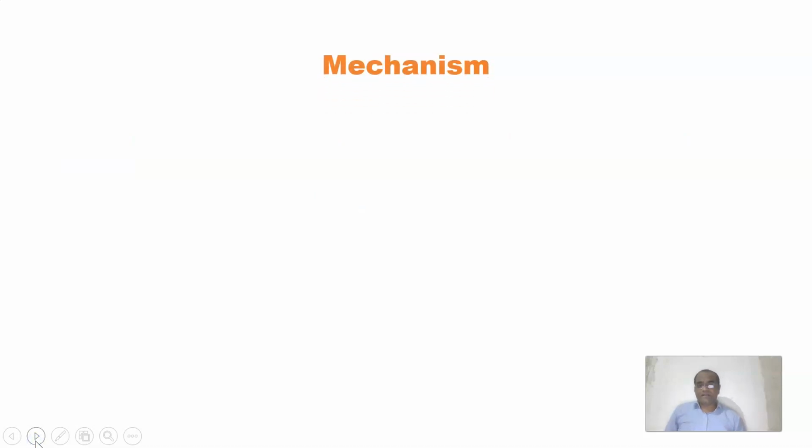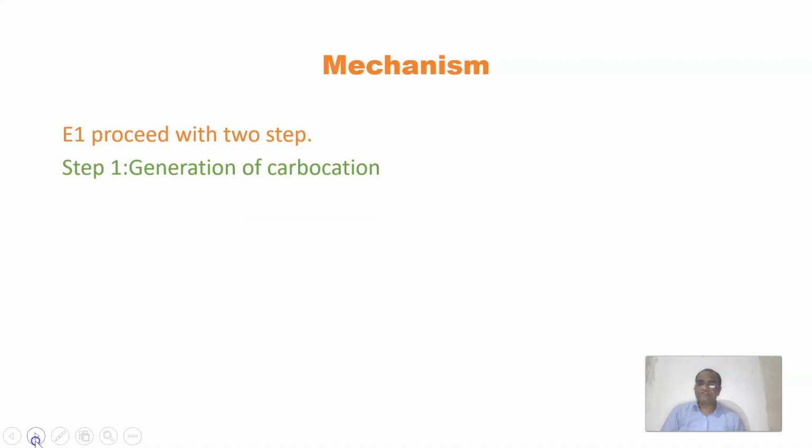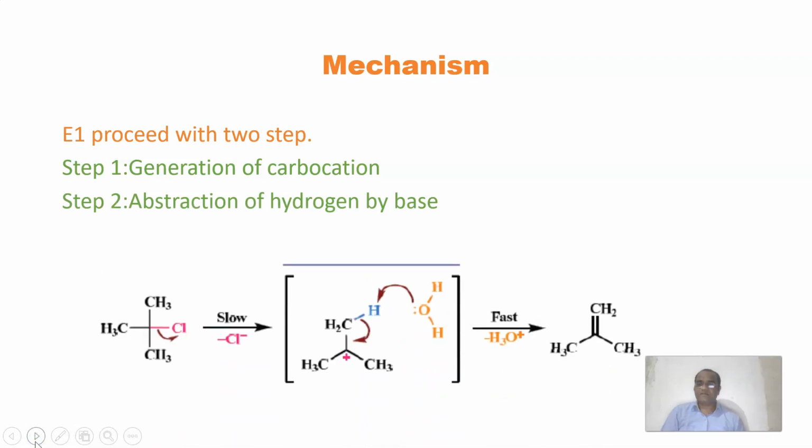Now we'll see the mechanism. We have seen the mechanism in the case of an E2 reaction; now we'll see it in the case of an E1 reaction. E1 proceeds by two steps, while in E2 we have seen there was only one step. In E1 the first step is generation of a carbocation, and the second is abstraction of a hydrogen by a base. The first step is the slow step.